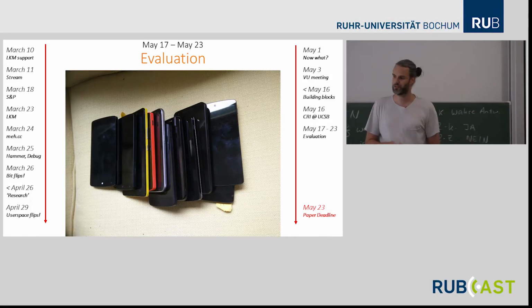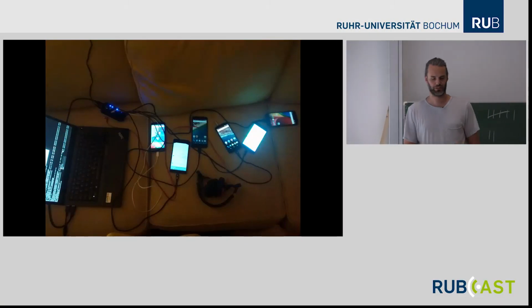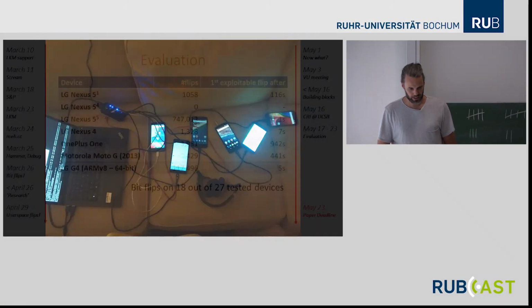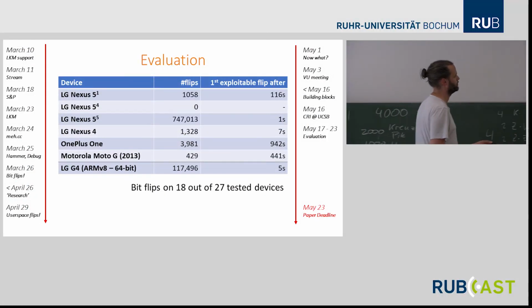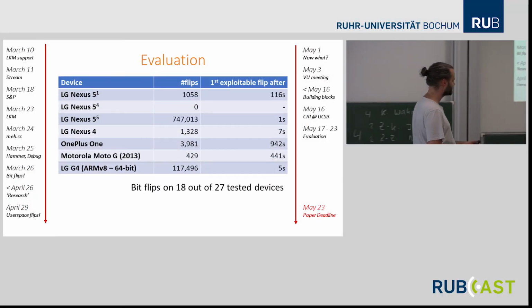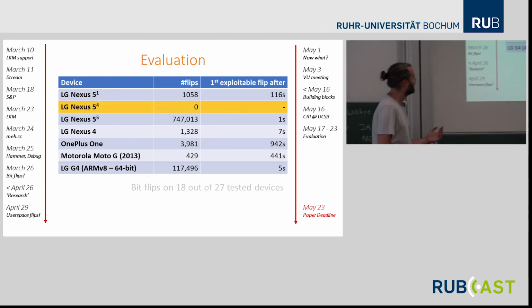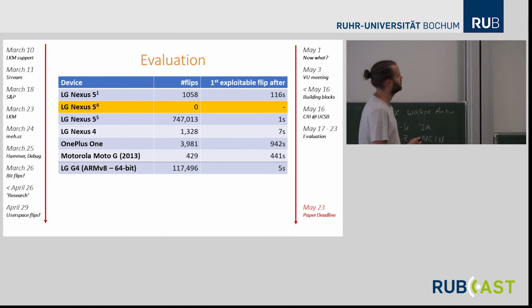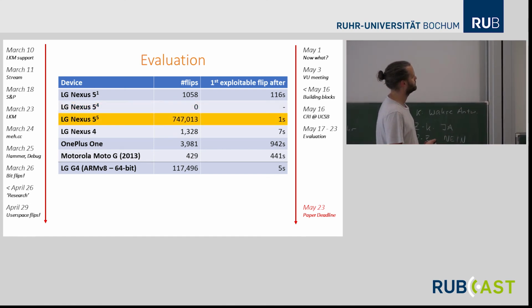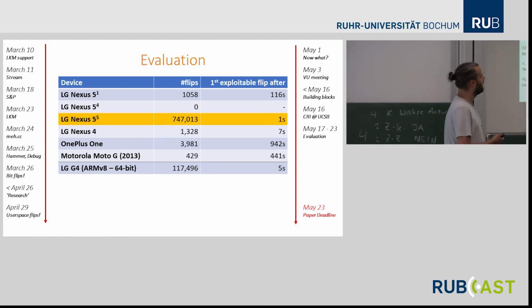So they have a bunch of phones there in Santa Barbara, connected them all in a very professional setup to do our evaluation. And we found, so this is a snippet of the result that we have in the paper. We found bit flips on 18 out of 27 devices. And then sometimes you have one Nexus 5 with no bit flips, and then you have another Nexus 5, so same model, with close to 1 million bit flips.